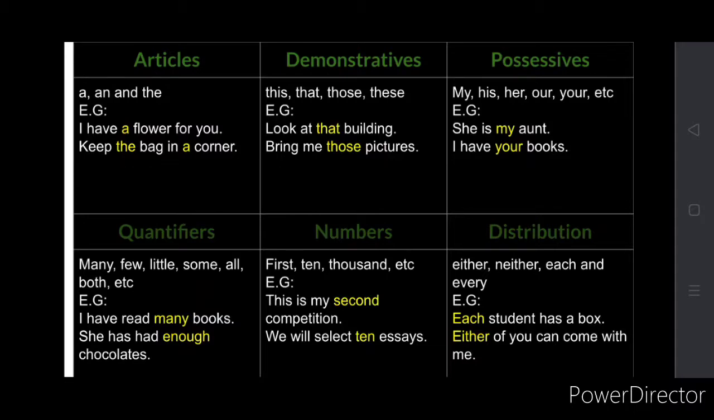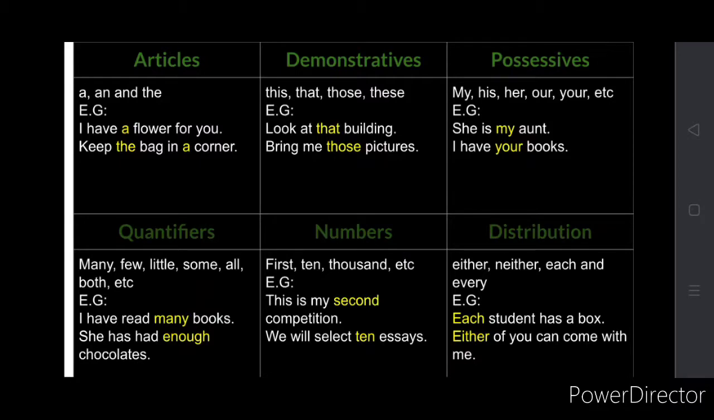Now possessives. Possessives mean something related to you or somebody else, something that you own or something that is in relation with you. So my, his, her, our, your, etc. These kinds of possessive pronouns are called possessive determiners. Now example, she is my aunt. My is the possessive determiner and aunt is the noun. And I have your books. Your books, they belong to you. So that is why your is the possessive determiner and books is the noun.